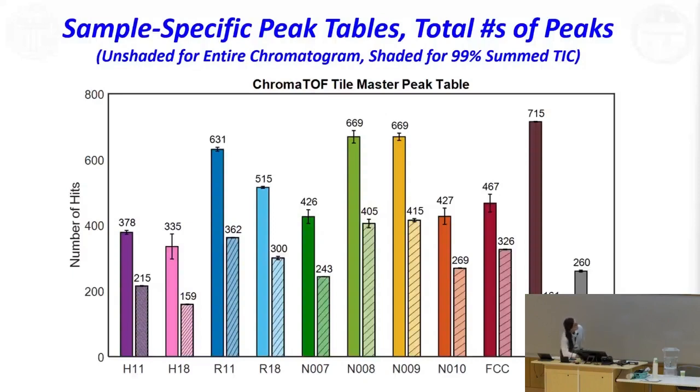And we can see here just the number of peaks that end up in our sample-specific peak tables. Unsurprisingly, for heavier samples with more components, we end up recovering more of those.